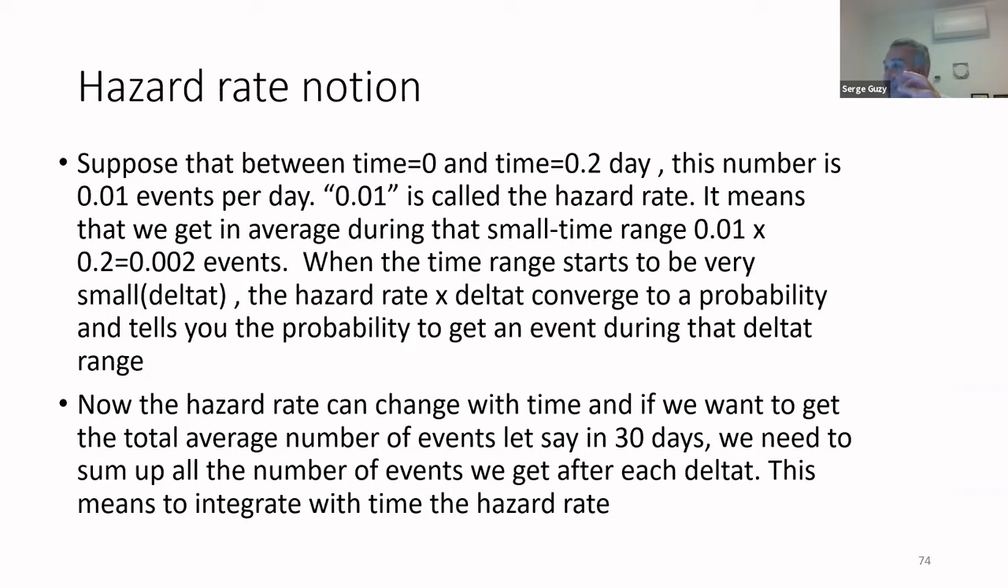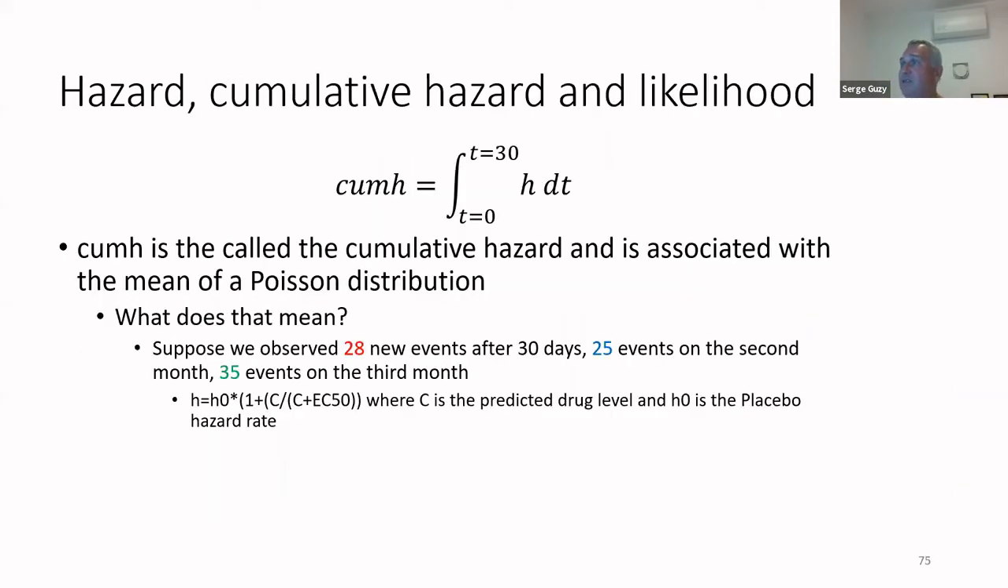And in the software, in the RNLME, you will need to define just the hazard rate. That's something that we need. We need to define a hazard rate. And let's just give a simple example. Suppose that the hazard rate, again, is equal to A plus B multiplied by C, where C is the predicted concentration.